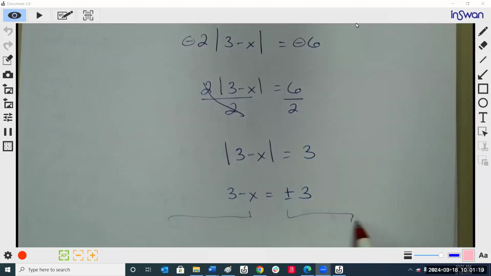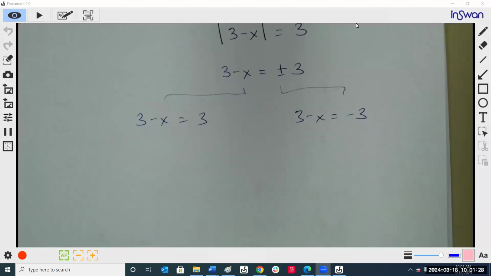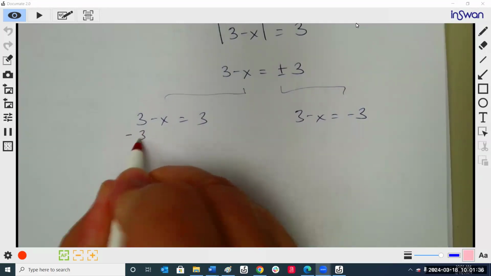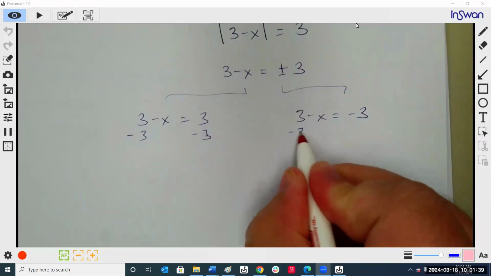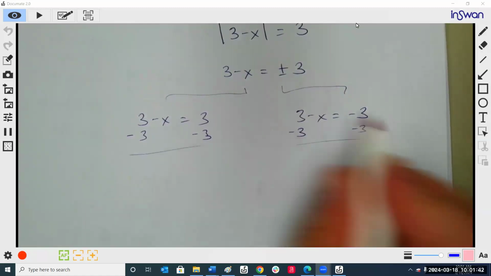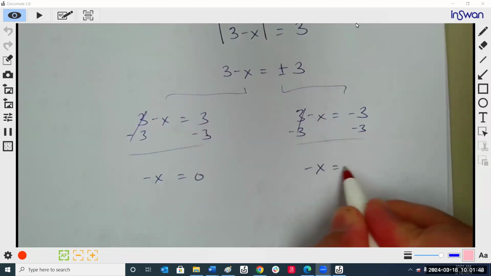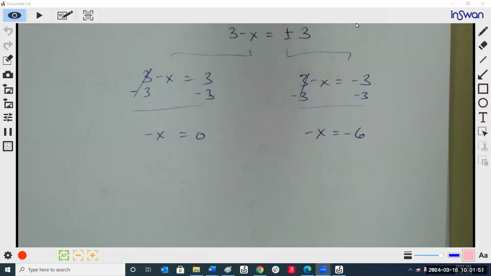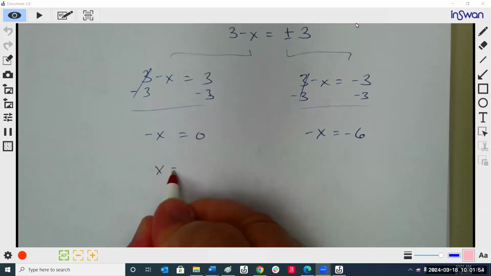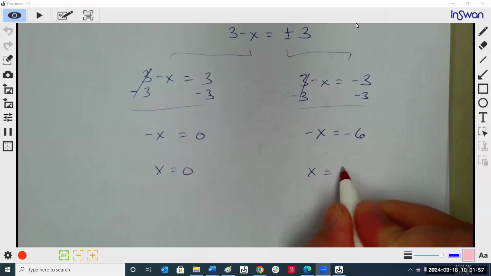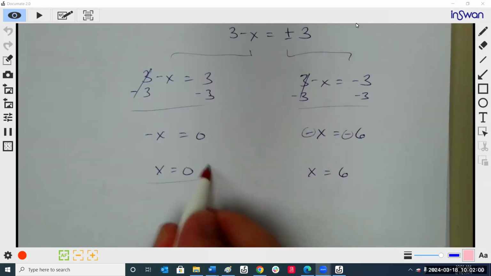Now we do both sides. 3 minus x equals 3. 3 minus x equals -3. What do you have? No, subtract 3. So we have -x equals 0. -x equals -6. Change the signs. So these are your answers.